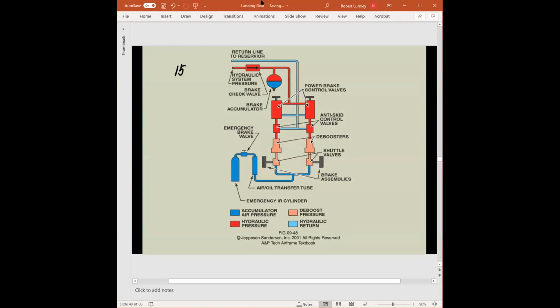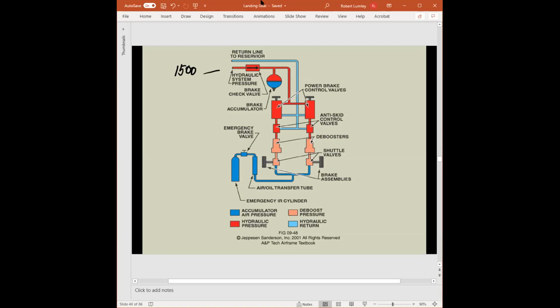Okay, so if we have system pressure of 1500 PSI, now remember the system pressure not only operates the brakes, but it operates the landing gear to go up and down. It operates the control surfaces. It could control the flaps. It can control a lot of different things. It's the hydraulic system of the aircraft.